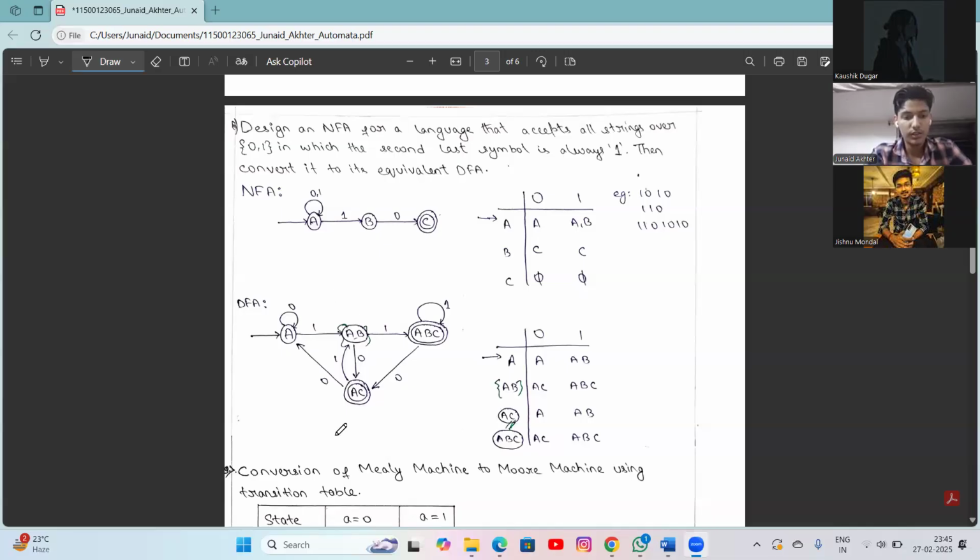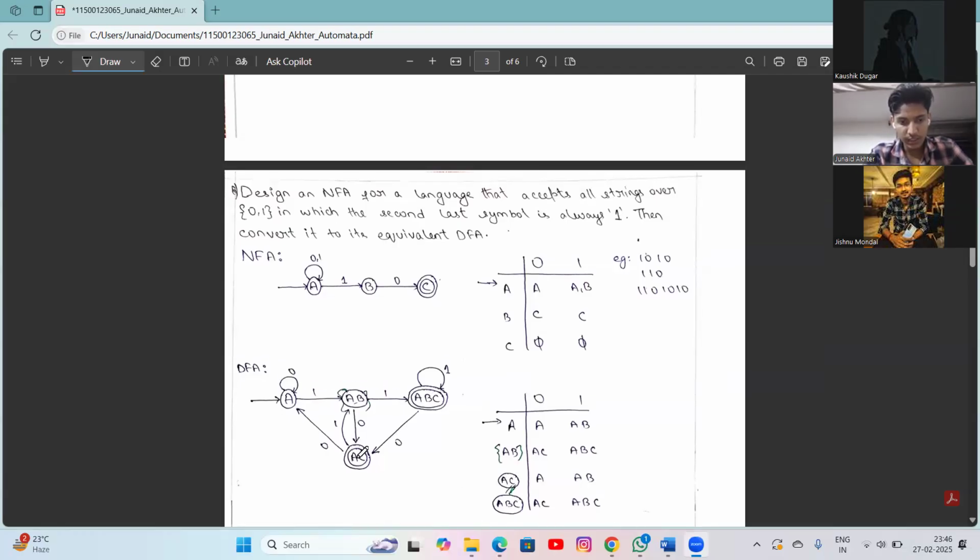And now for the DFA, we will have the following diagram. It will start with A. If 0 comes, it will stay in the loop. If 1 comes, it will go to AB. Now the new state will be AB. If 0 comes, it will go to AC. If 1 comes, it will go to ABC. Now we have two new states, AC and ABC.